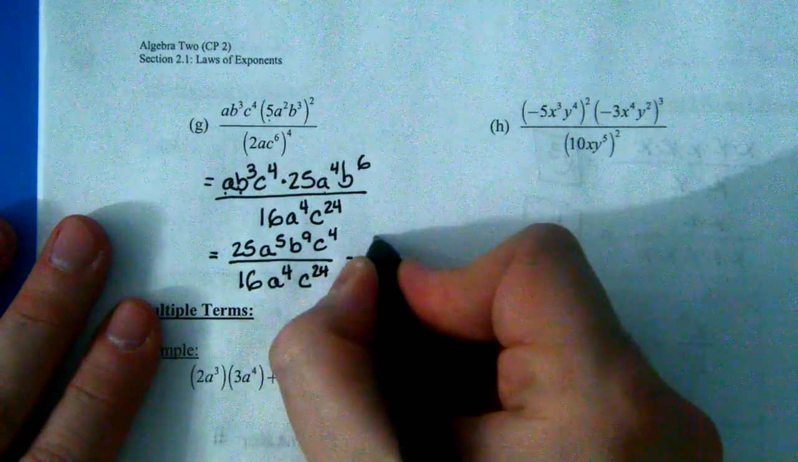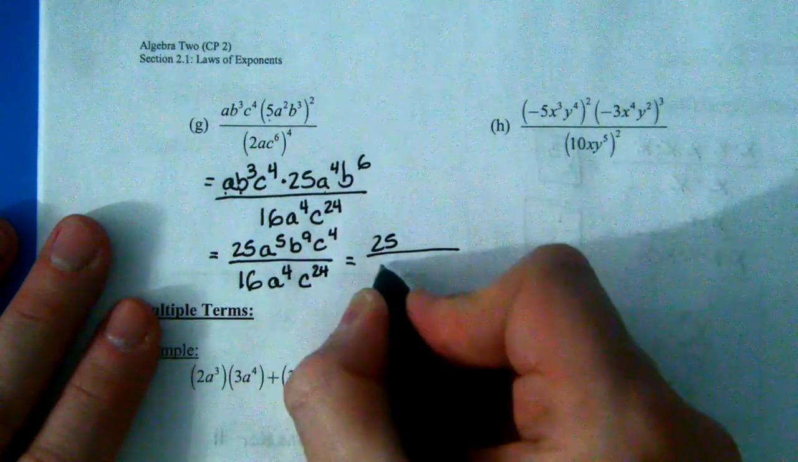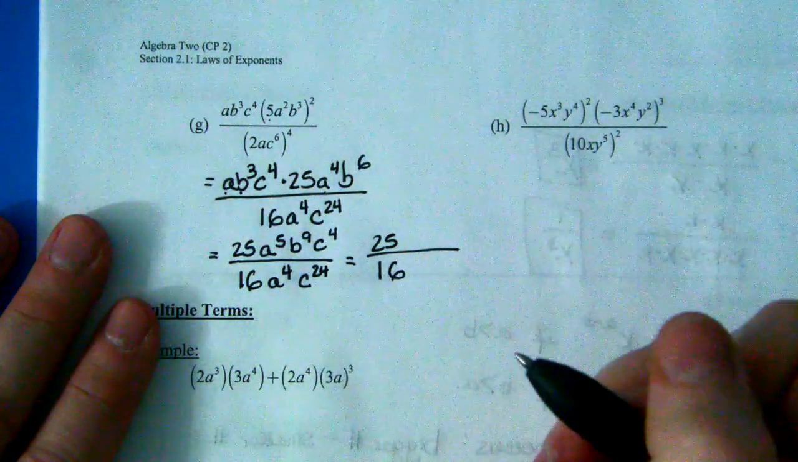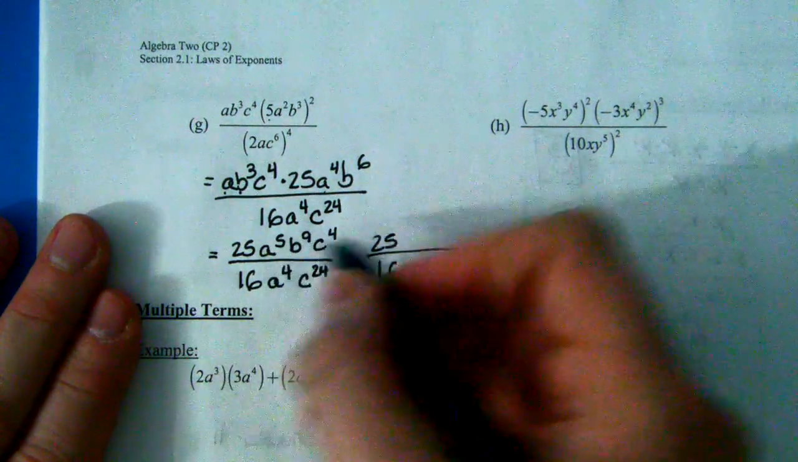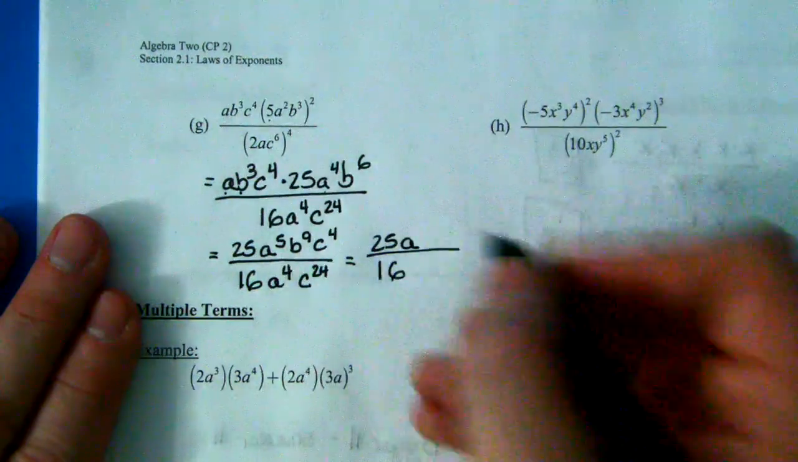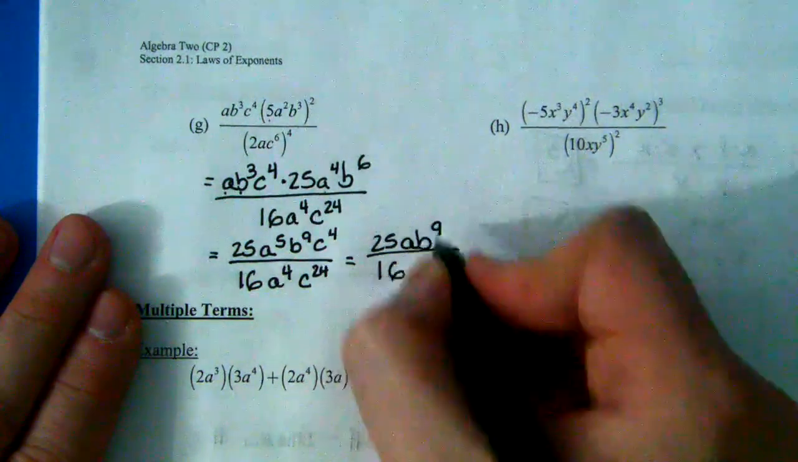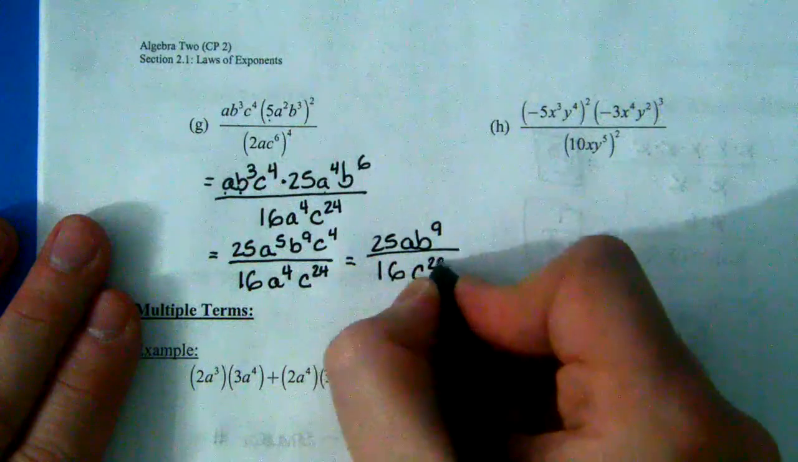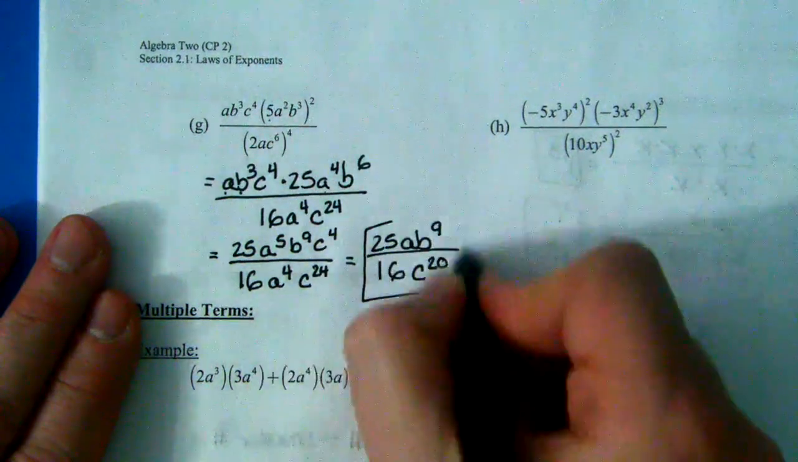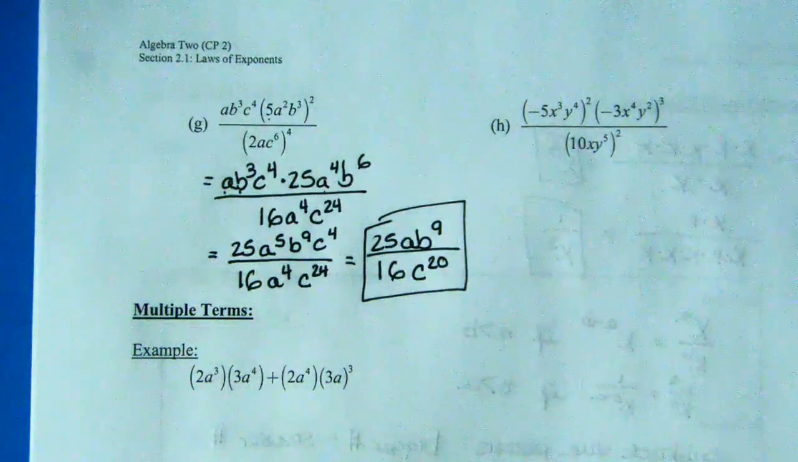Okay, well, I can't do anything with the 25 and the 16, so I'll just say 25 over 16. The a's, I think, will give me an a on the top. I've got a b to the 9th. And the c's will give me a c to the 20th on the bottom because I'm subtracting those exponents. 24 minus 4 gives me 20.